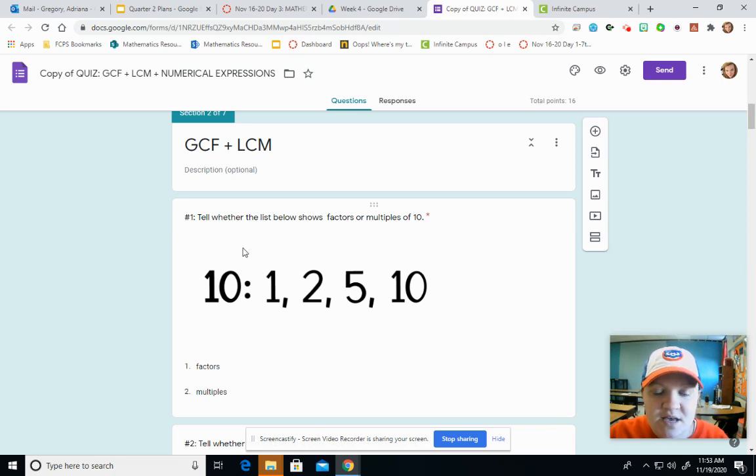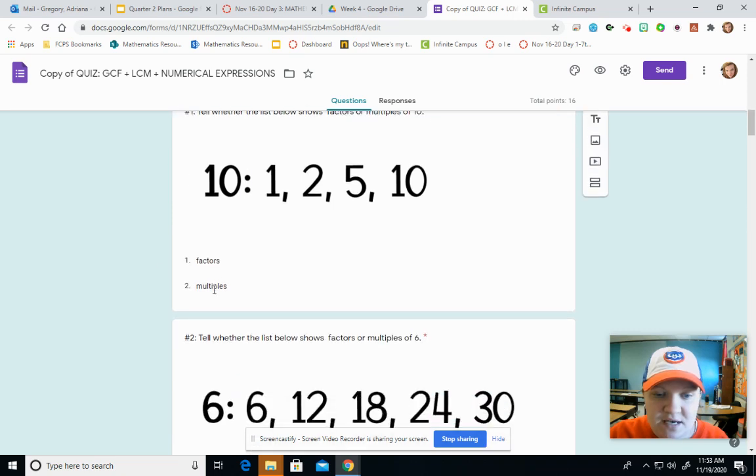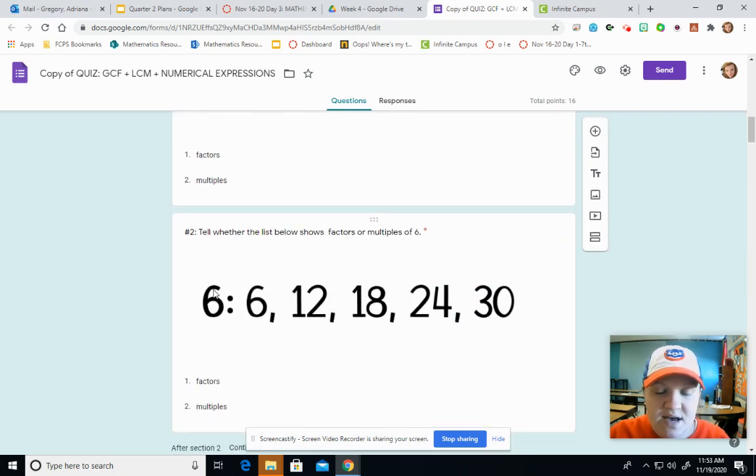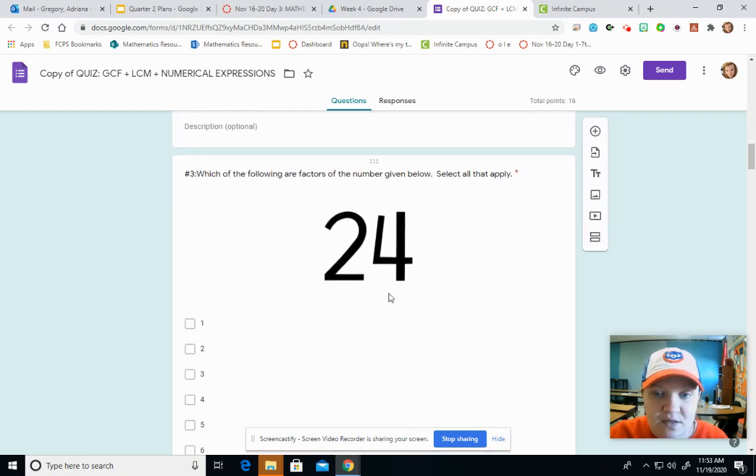The first one says, tell whether this is a list of factors or multiples. Remember, 10, 1, 2, 5, and 10, are those multiplying up or are they factor pairs of 10? At any time, if you need to pause the video, if I go too fast, just pause it and pick back up. Now tell whether these are factors or multiples of 6. Are we counting by 6 or are these factor pairs of 6?